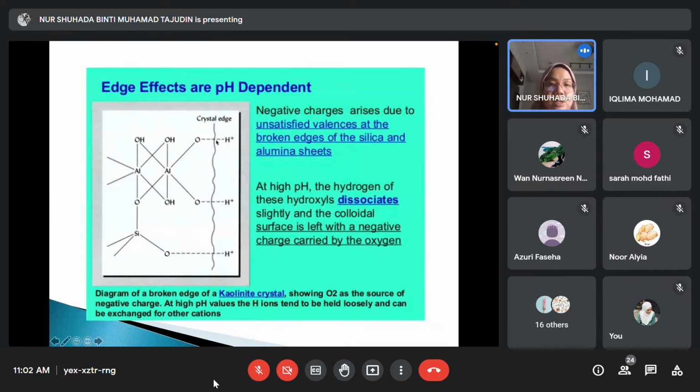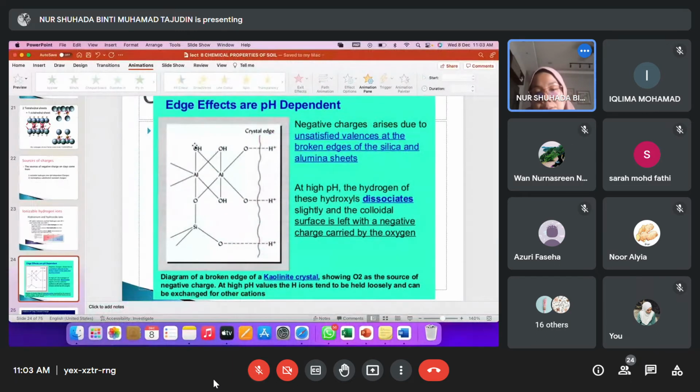Because as I mentioned just now, H plus is very, very selfish. When the H plus is in your solution, H plus will sit at the oxygen negative charge supplied by the O negative. Do you understand, Nurin?